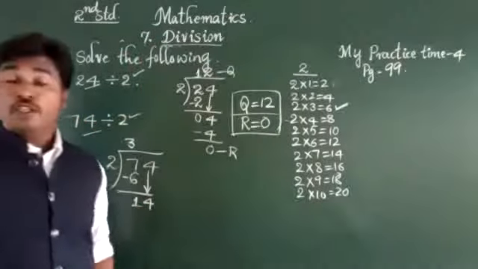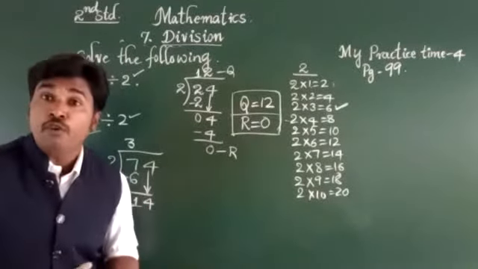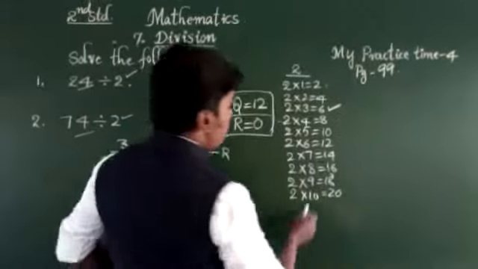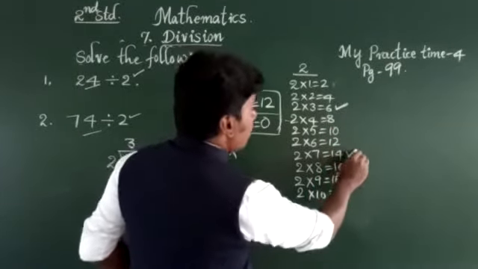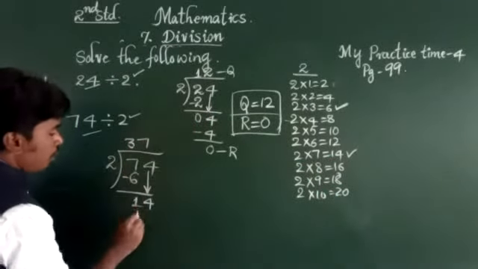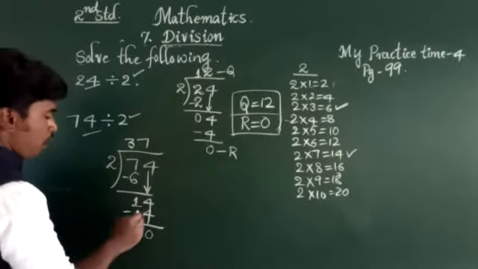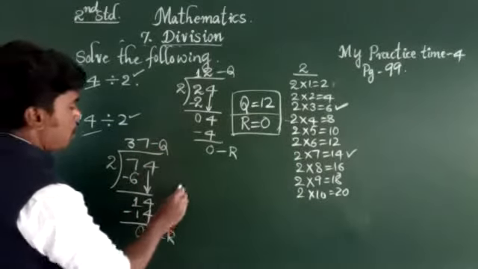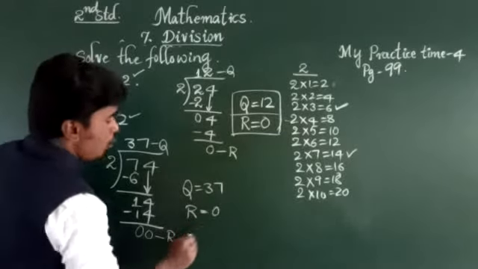Now you see the multiplication table of 2, which comes to 14 or less than 14. Don't take greater than 14. So 2, 4, 6, 8, 10, 12, 14. 2 how many times do you get 14? 2 sevens are 14. Now you can easily subtract. 4 minus 4 becomes 0. 1 minus 1 becomes 0. This is the remainder. This is the quotient. The quotient is 37 and remainder is 0.